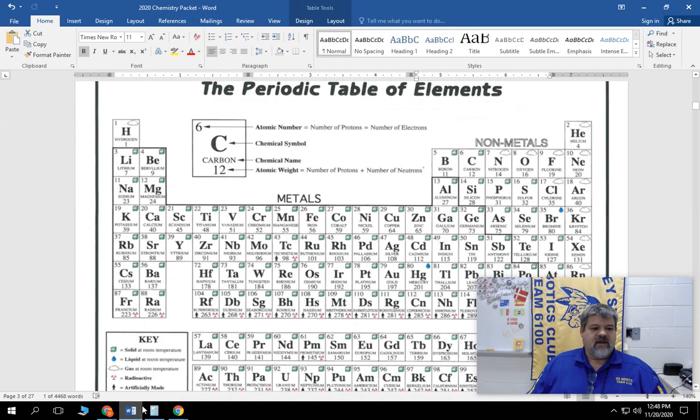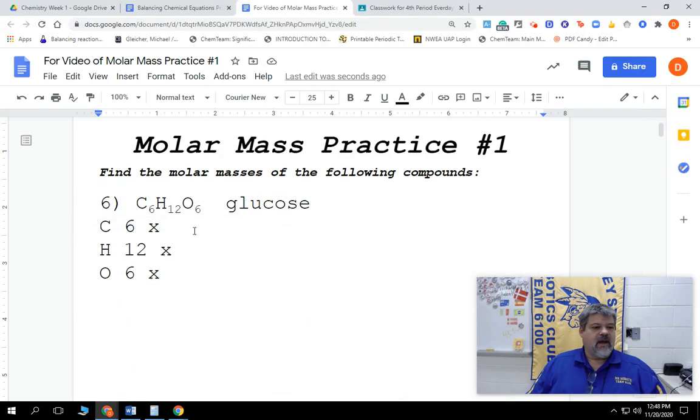So if we go to our periodic table, we have carbon, which right here, the weight is 12. Hydrogen over here is 1. And oxygen right here is 16. So let's go back. So we have carbon is 12, hydrogen is 1, and oxygen was 16. And what we're going to do is put those equals. So we have to basically go ahead and see how much they are.